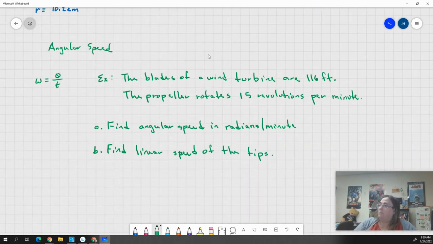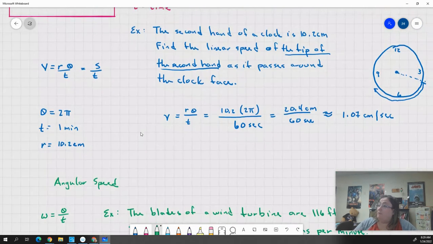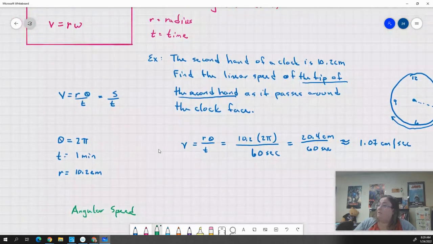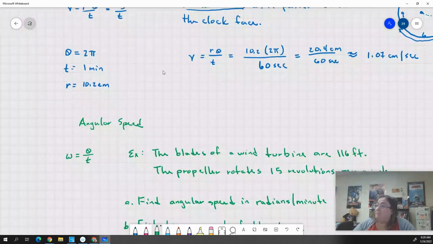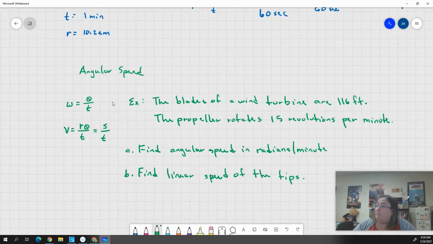So let's see if we can draw a picture. Our angular speed we know is omega equals theta over T. Our linear speed, again, is going to be V equals the rate times theta over time, or just the arc length over time. So we have our formulas that we need.